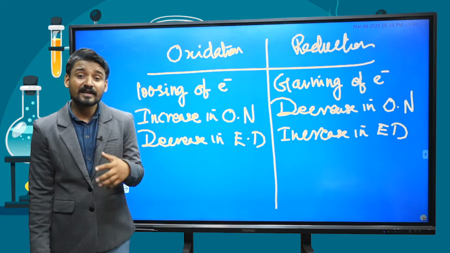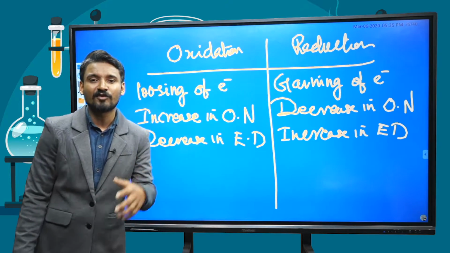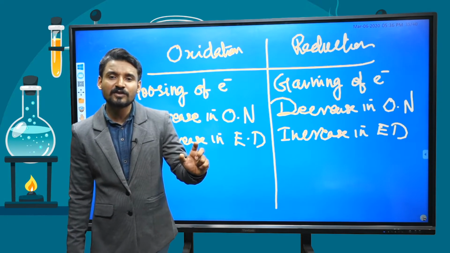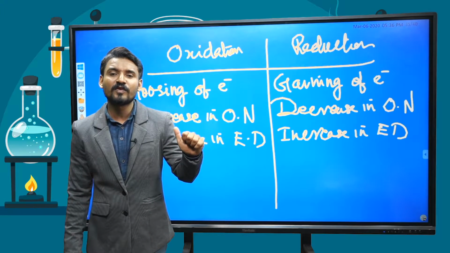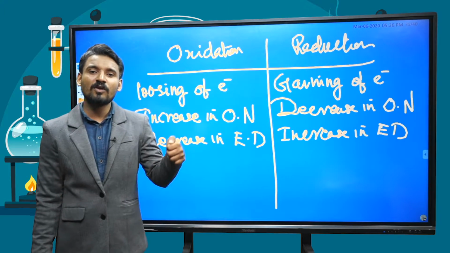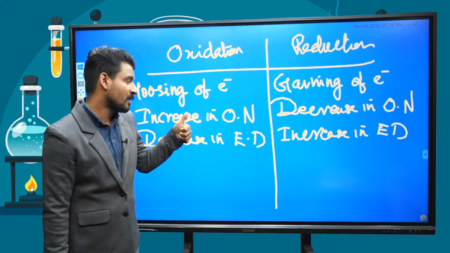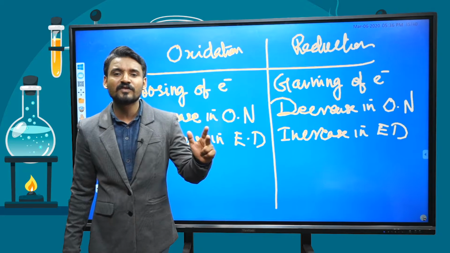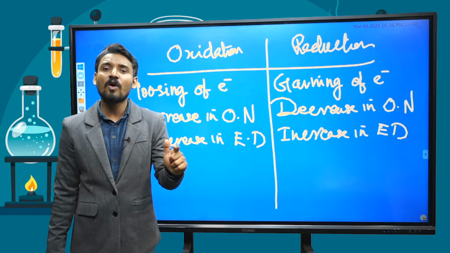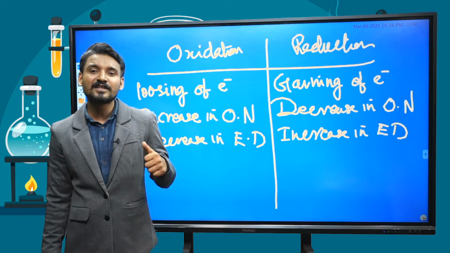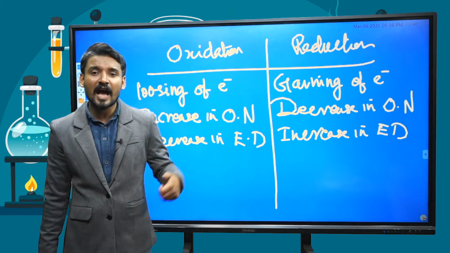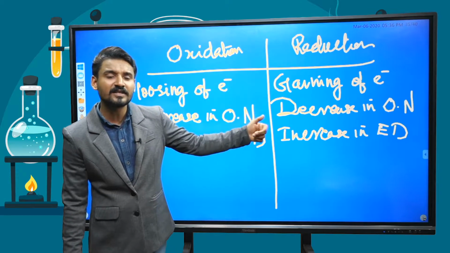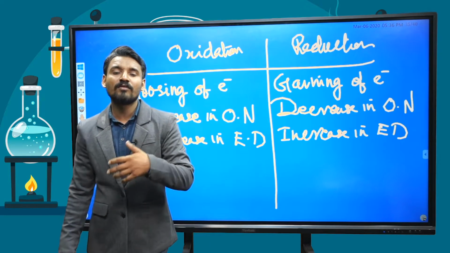In summary, we can conclude the concepts of oxidation and reduction as follows. Oxidation is the addition of oxygen, addition of electronegative atom, removal of hydrogen, removal of electropositive atom, losing of electrons, increase in oxidation number, and decrease in electron density. Reduction is the addition of hydrogen, addition of electropositive atom, removal of oxygen, removal of electronegative atom, gaining of electrons, decrease in oxidation number, and increase in electron density.